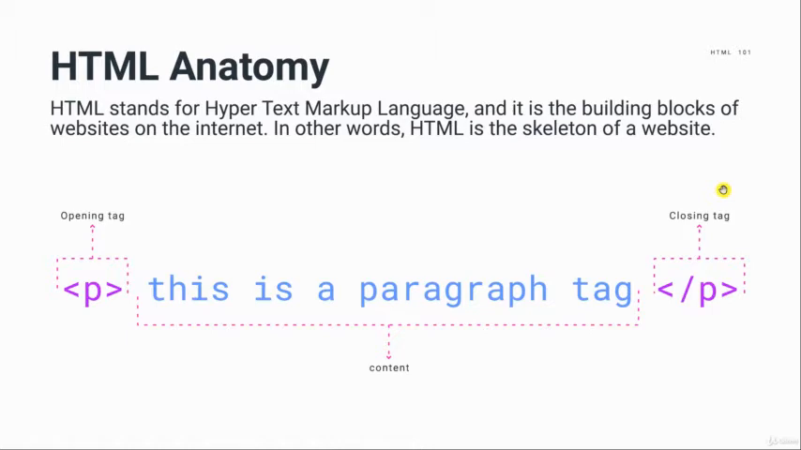The way you would write your HTML code is you have to open it with an opening tag, and then you have to close it with a closing tag. So it's a less than symbol, /p, and then a greater than symbol. And the opening tag is a less than symbol, p, greater than symbol, and this is how you would wrap your content inside an opening tag and a closing tag.